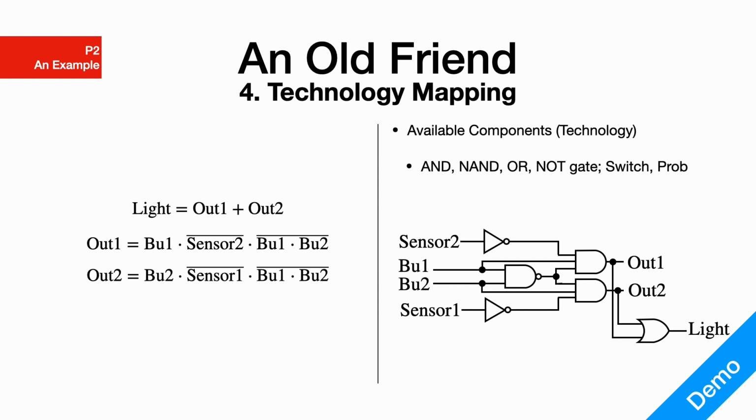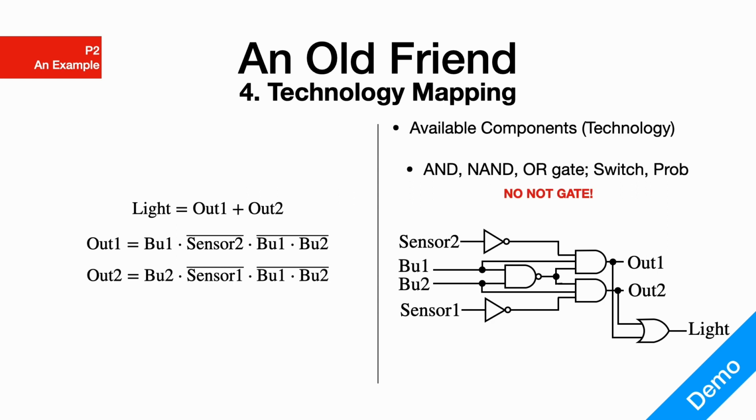The reason why the concept of technology mapping is so important is because in reality, you might have more components at your disposal, or in certain cases, in the unfortunate events, you might have fewer components than you would desire. So for example, let's take a look at the case where you do not have a NOT gate. If you do not have a NOT gate, you would need to come up with alternatives for both NOT gates in this particular circuit drawing. You will need to replace them.